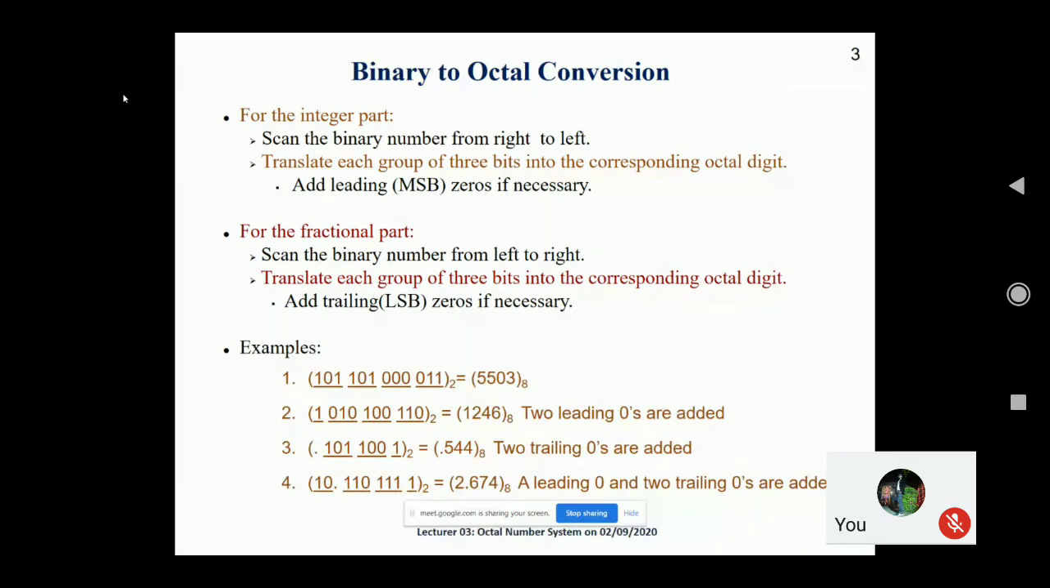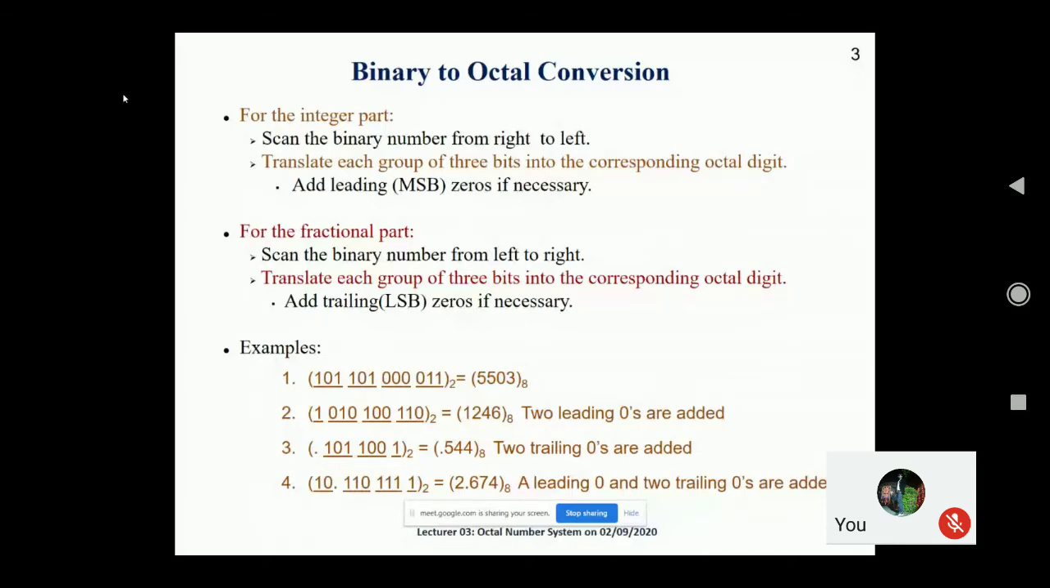But for the fractional part, something is different. Scan the binary number from left to right. Again, translate each group of 3 bits into the corresponding octal digit. When we are unable to construct a sequence of 3 bits, add trailing bits, the least significant bits. We add 0, but remember, not 1, only 0.